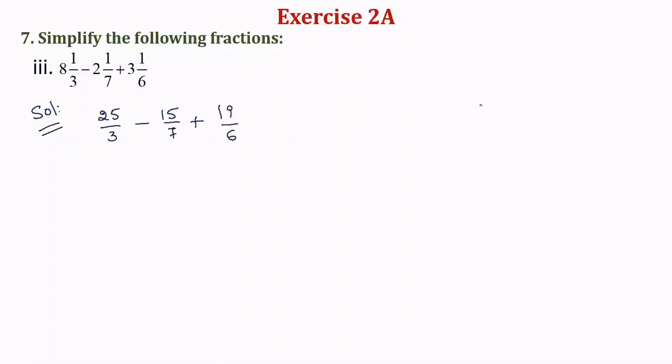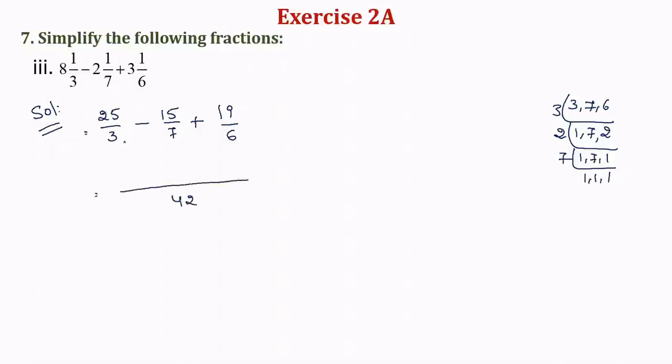Now what will be the LCM of 3 comma 7 comma 6 here? So divide 3 1s are 3, 3 2s are 6. Now dividing by 2, 2 1s are 2 here, again dividing by 7. Here it is 7 3s are 21, 21 2s are 42. So 42 is the LCM here. So now you can write 42 in the denominator.